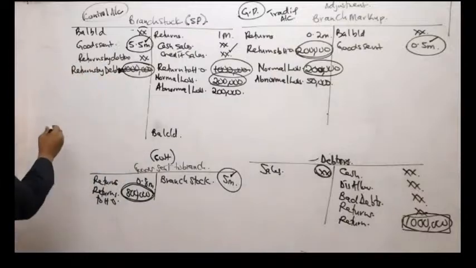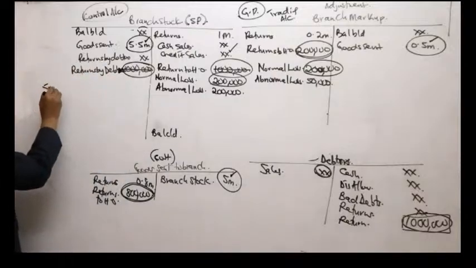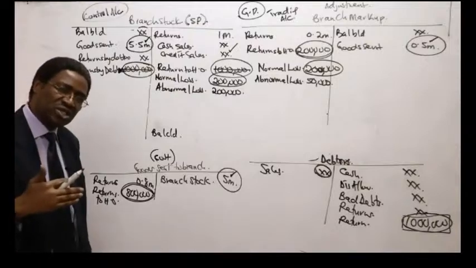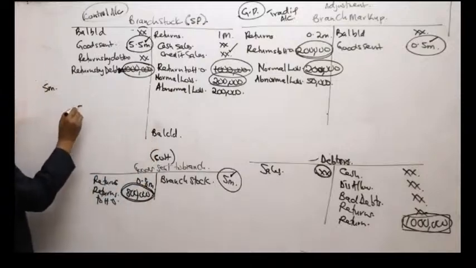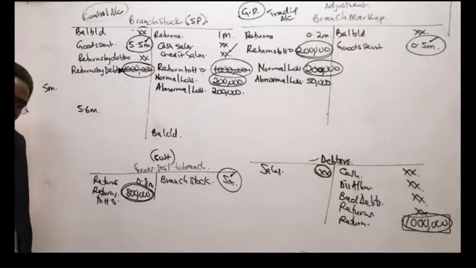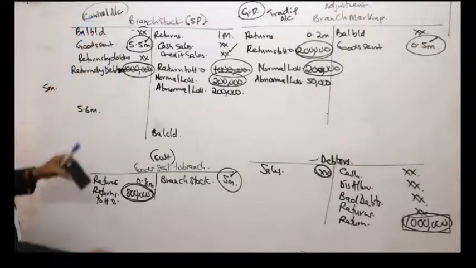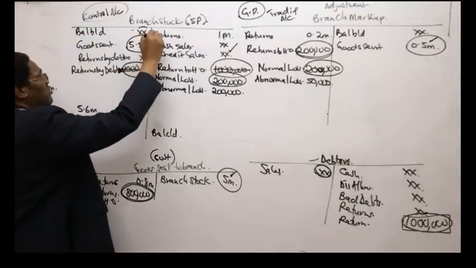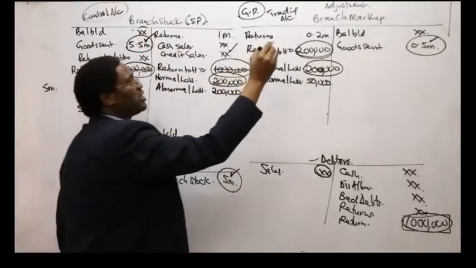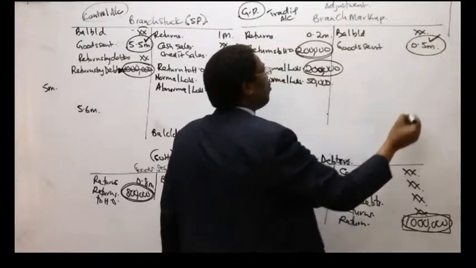So these goods cost 5 million. We are developing now the next entry. These goods cost 5 million, but instead of charging the branch 5.6 million, you as head office charge the branch 5.5. So you debited branch stock at 5.5. You credited goods sent to branch at 5 million, and you credited branch markup with a profit loading of 500.